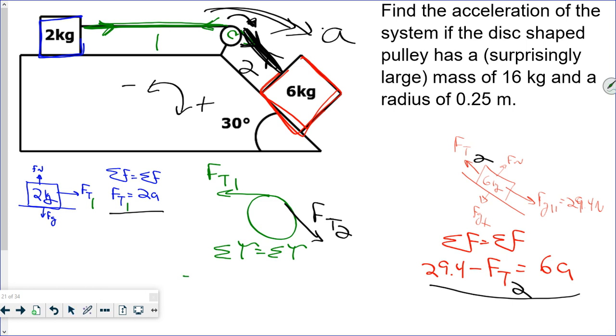So I'm going to have negative force of tension number 1 times the radius, which we know is 0.25. So I'm going to put that in. You know what? I'm just going to put R.